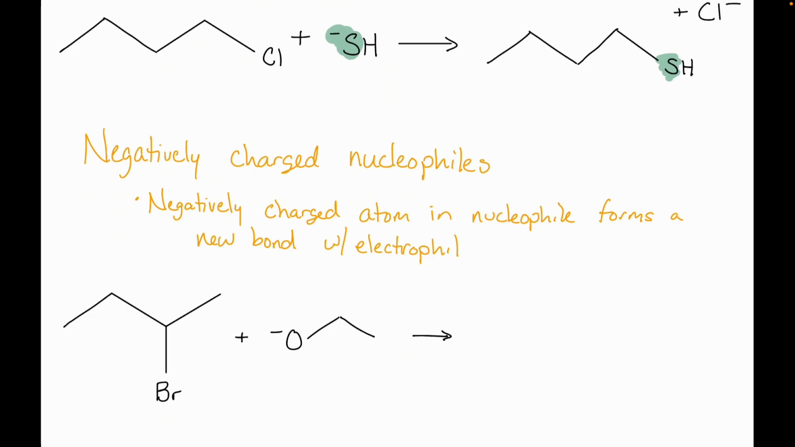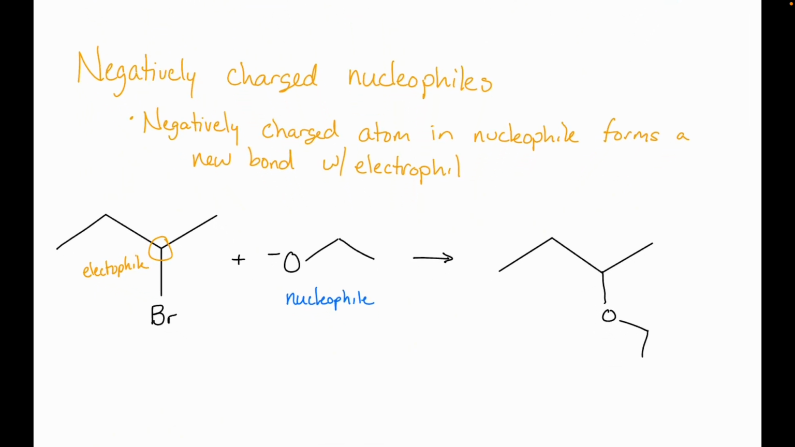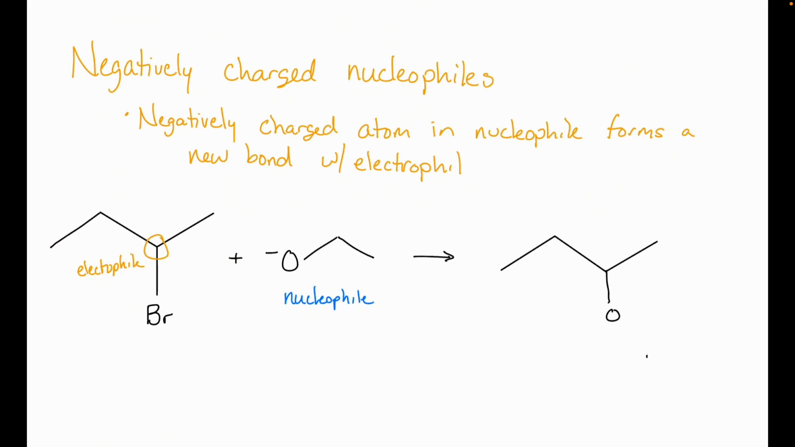All right, so again, this was our nucleophile. The carbon at the base of that halogen, that's our electrophile. And I'm going to form this new bond with my negatively charged oxygen. And then I'm going to include those two carbons on there. Kind of ran out of room.